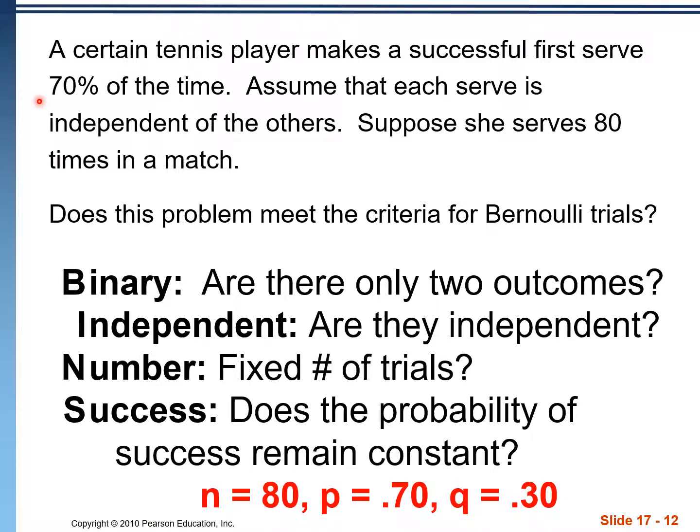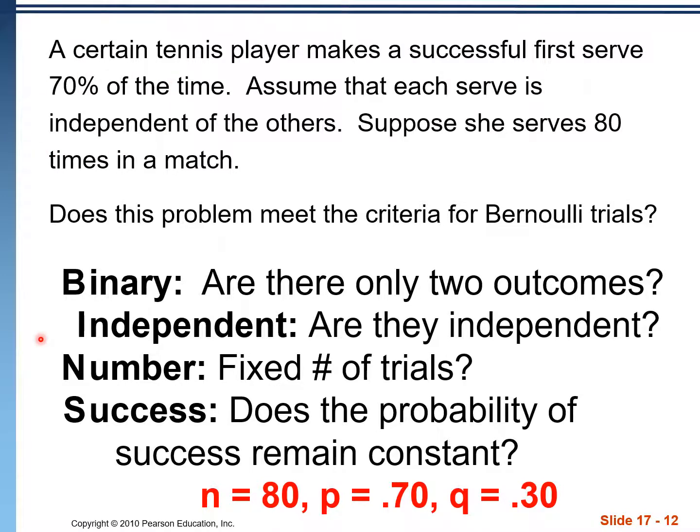So binary means, are there only 2 outcomes? In this case, the answer is yes. She's either going to make the serve successfully or she's not going to make the serve successfully. I, independent: are these serves independent of one another? It's telling us in the text of the problem that they are.